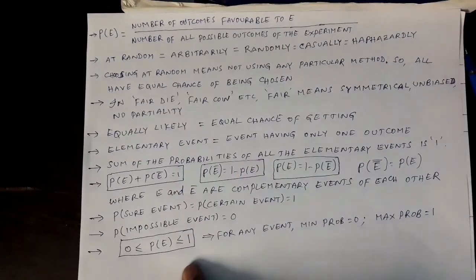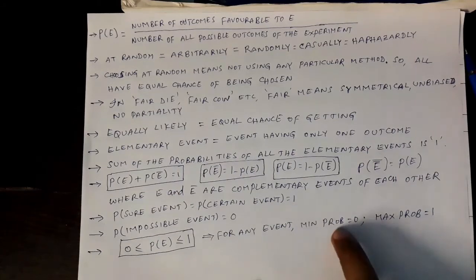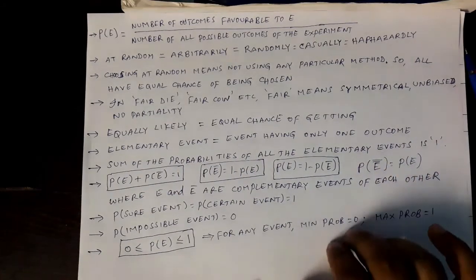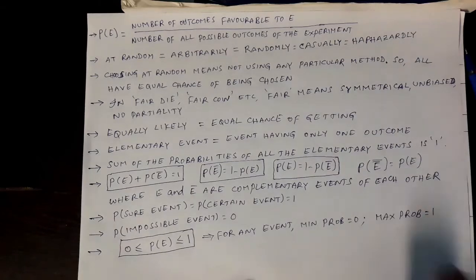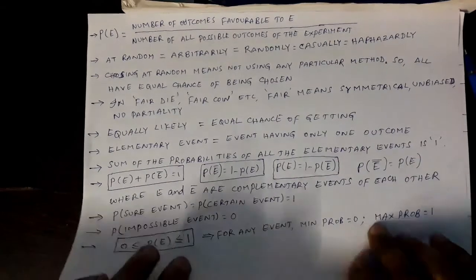You see this, this also we have discussed. The probability of any event lies between 0 and 1. The maximum probability is 1 and the minimum probability is 0. Any probability will be between 0 and 1 only. Probability cannot be negative, and probability cannot be greater than 1.